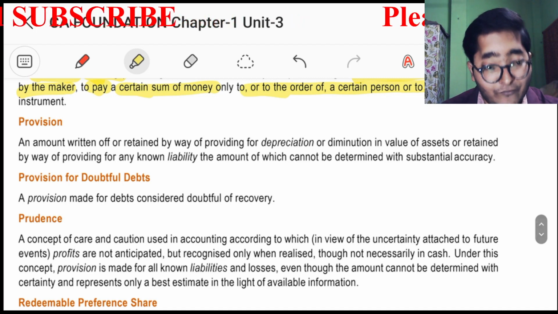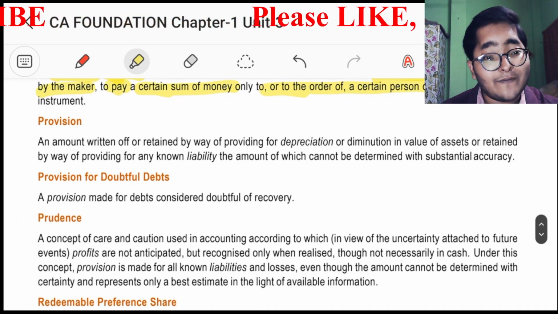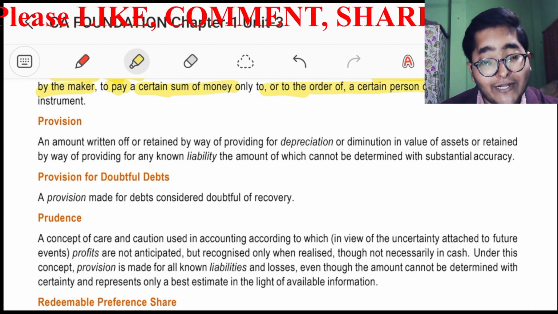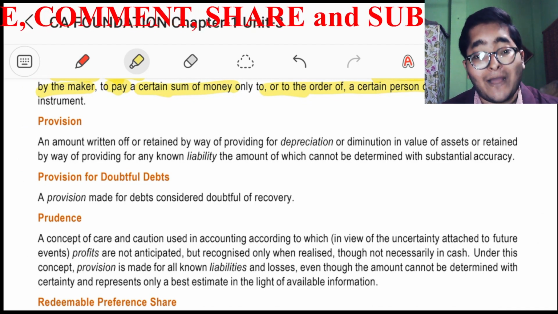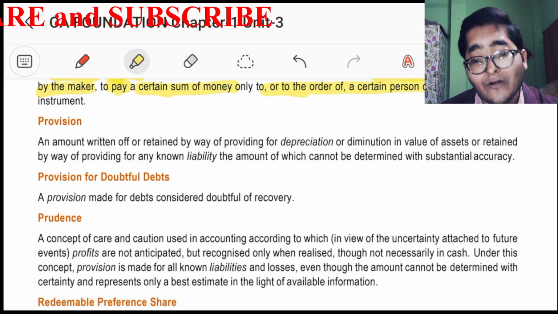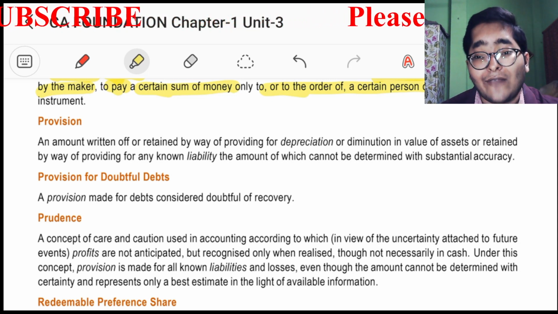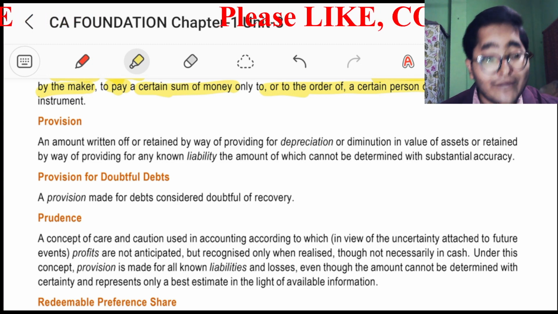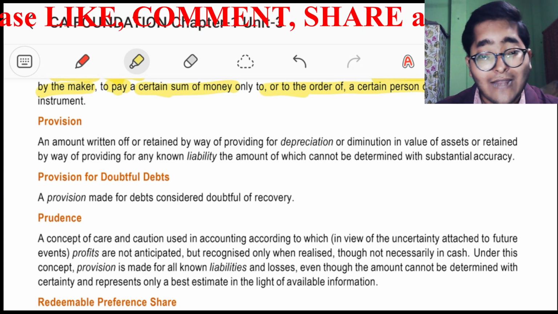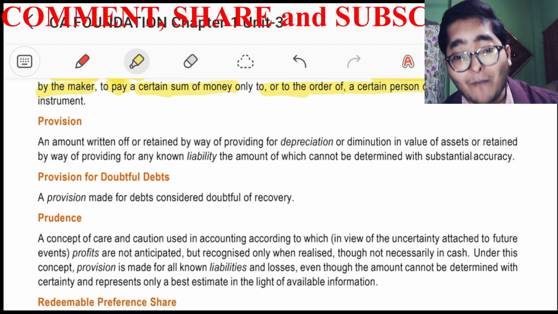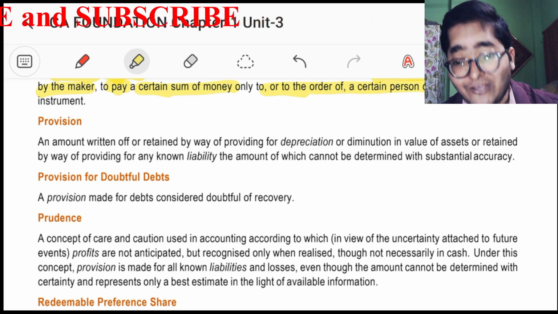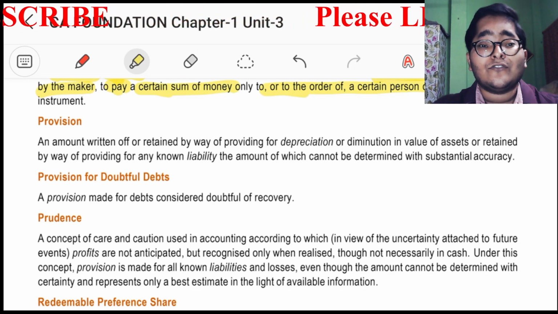Next topic, provision. So what is a provision? A provision is an amount written off or retained by way of providing for depreciation or diminution in the value of assets, or retained by way of providing for a known liability, the amount of which cannot be determined with substantial accuracy.